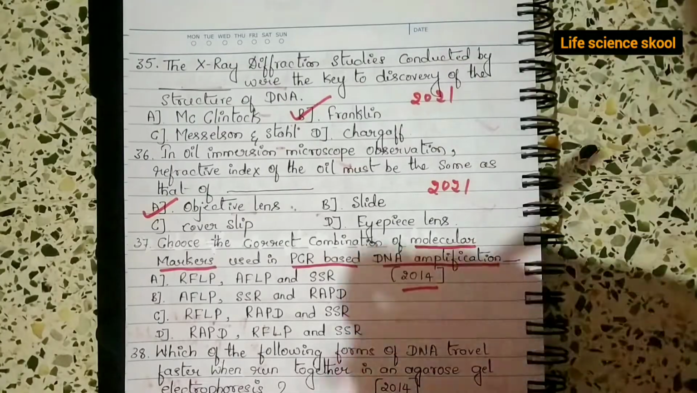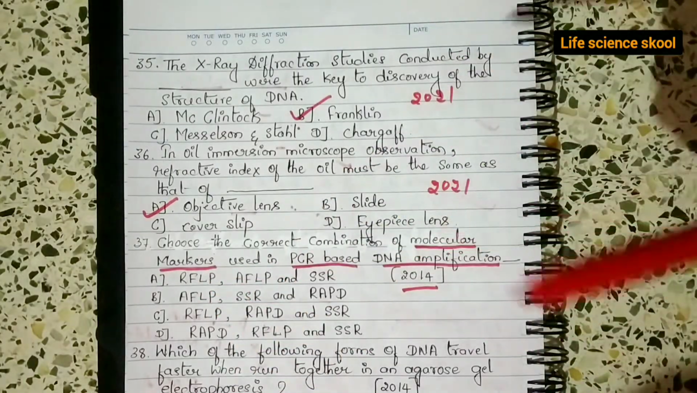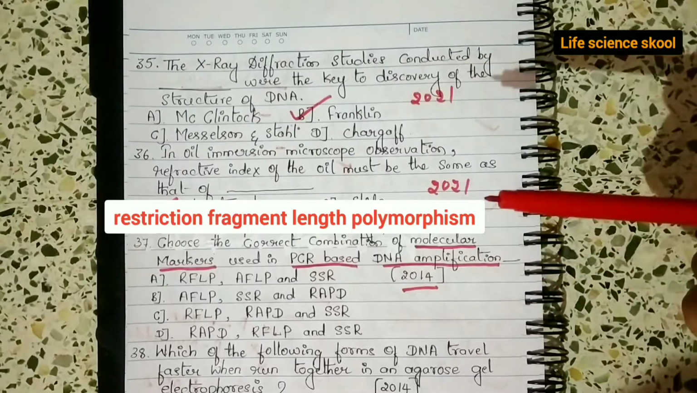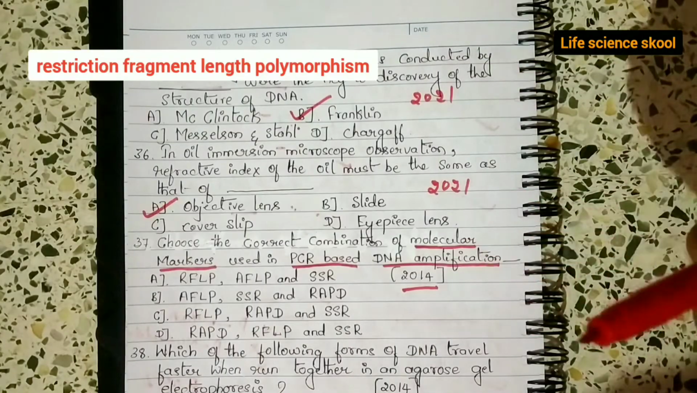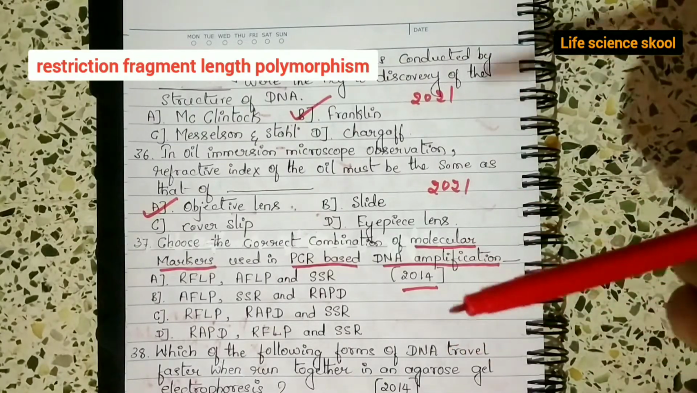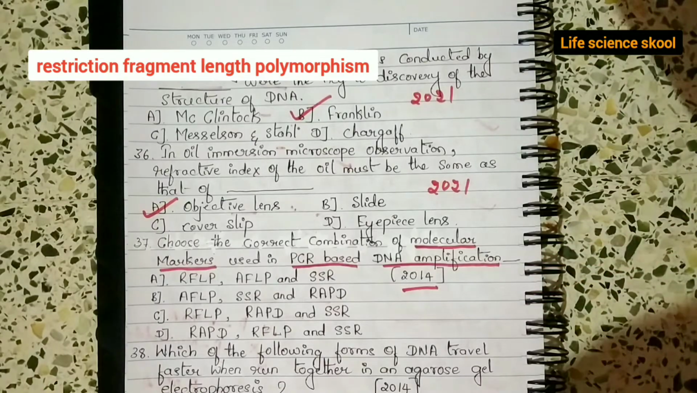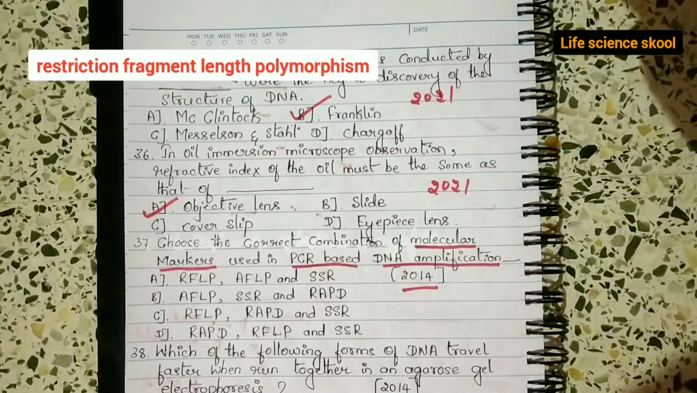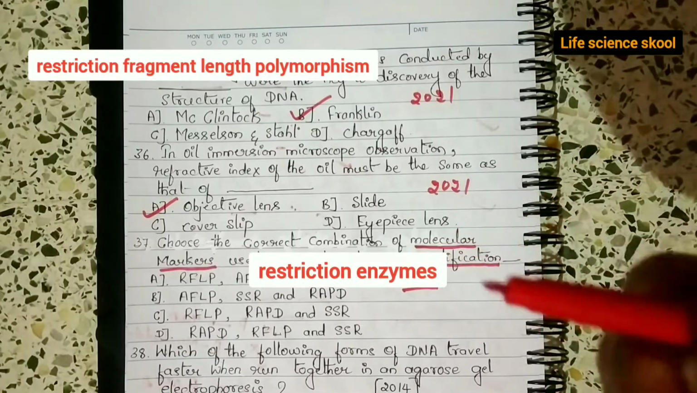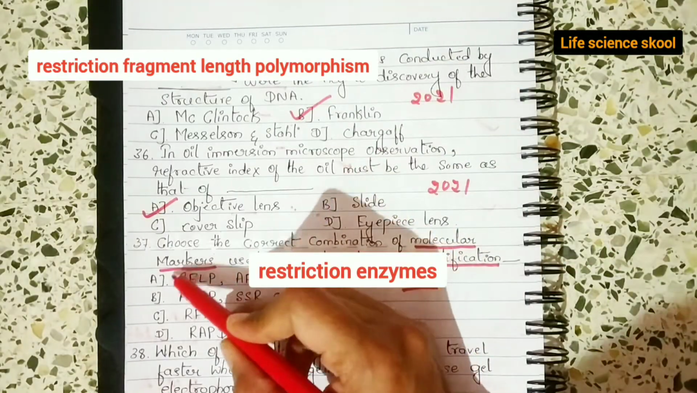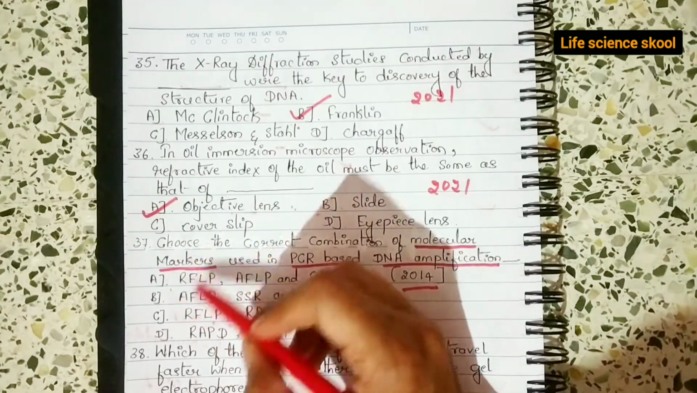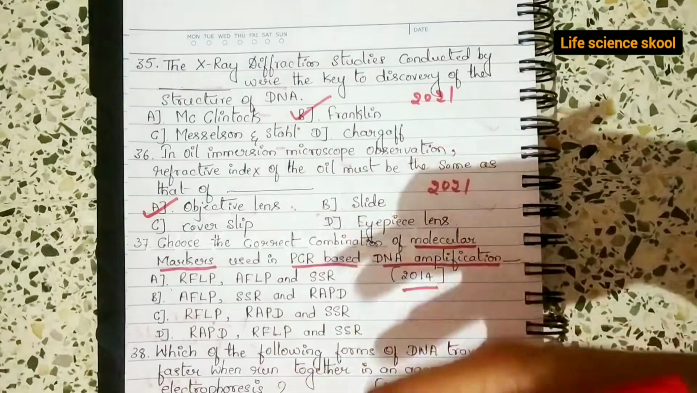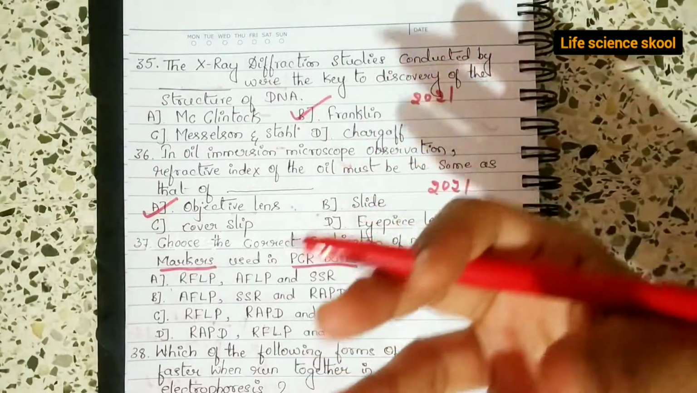RFLP is nothing but restriction fragment length polymorphism. It is used for analysis and mapping of the larger genome, and that is digested with restriction enzymes. Here, in restriction fragment length, restriction means restriction enzymes. By using the restriction enzymes, they are going to digest the genome of interest.